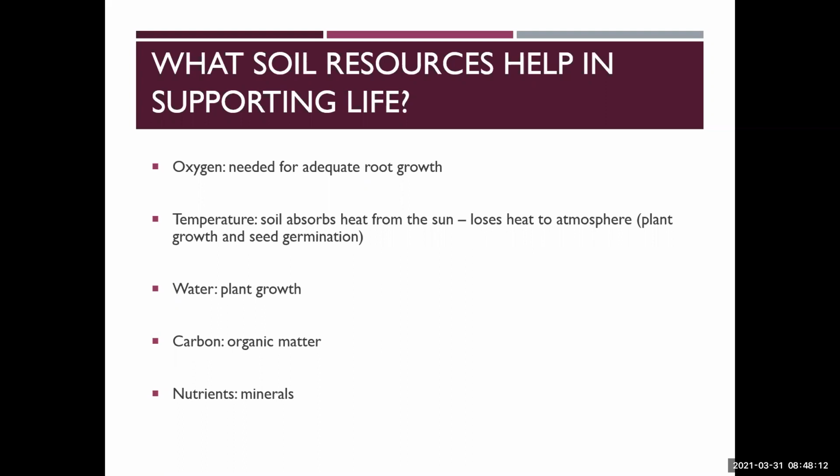Another really important resource in helping support life is the nutrients that we find in soils. There's 16 different nutrients that plants need, and 13 of them come from soils.